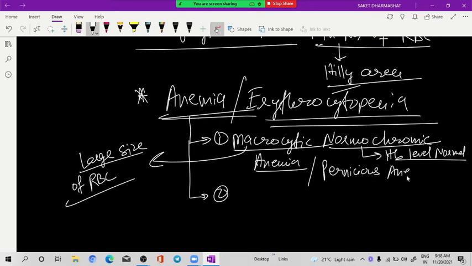Pernicious anemia. This anemia, macrocytic normochromic anemia, also called pernicious anemia, is caused due to the deficiency of vitamin B12.